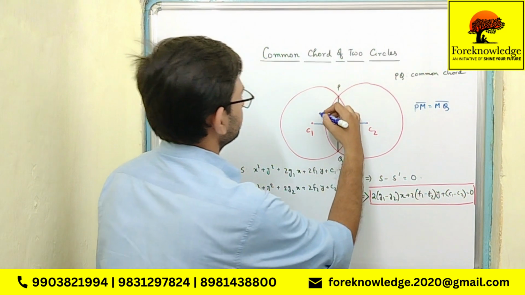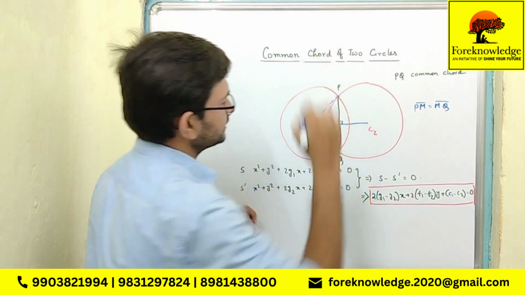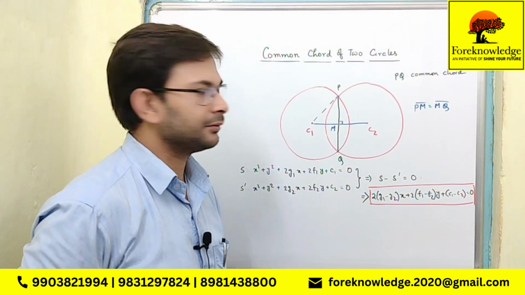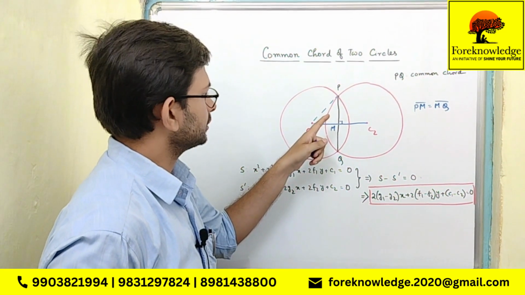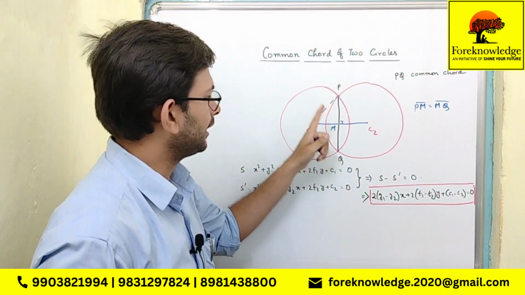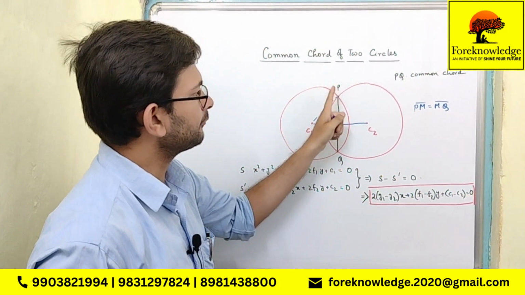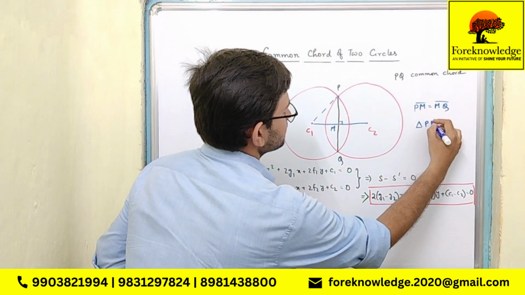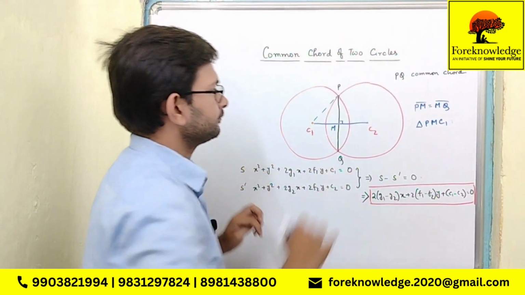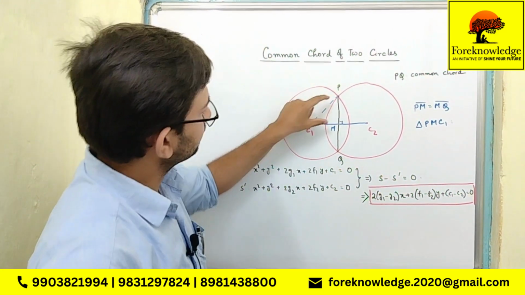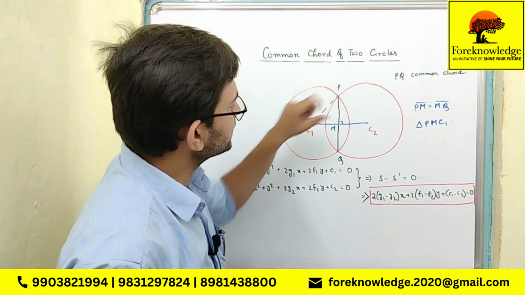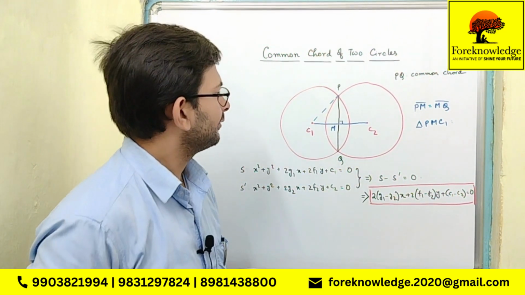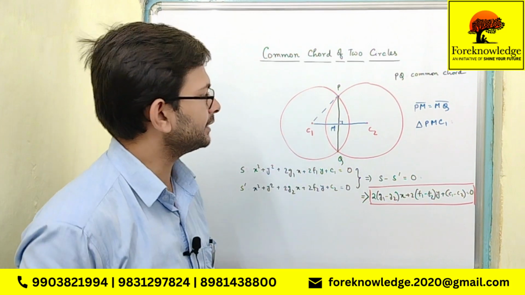Now, in this right angle triangle PMC1, we have to find this PM. If we find this PM, we multiply it by 2 and we are done. We'll get the length of PQ.